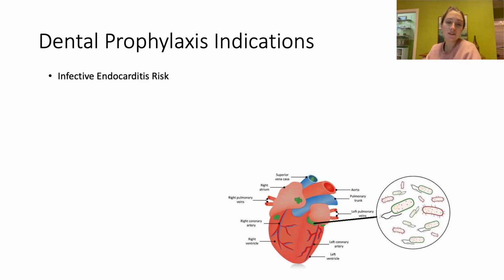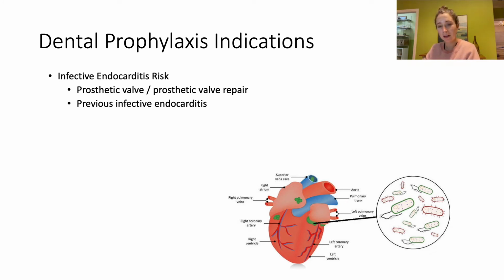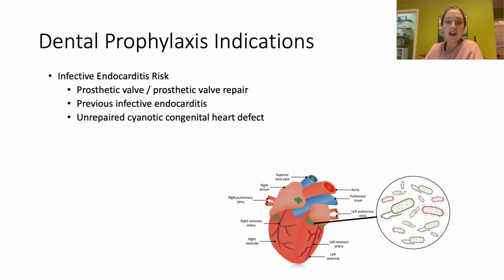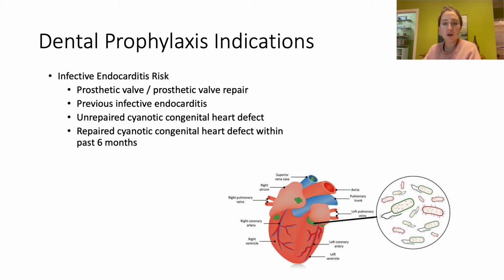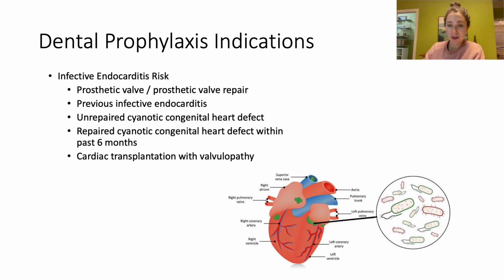So indications for dental prophylaxis include patients with infective endocarditis risk. So those are people with prosthetic valves. They've had infective endocarditis in the past. They have an unrepaired cyanotic congenital heart defect that we just went over. Or they have a repaired cyanotic congenital heart defect within the past 6 months. Or if they have had a heart transplant and the heart transplant has valvulopathy.